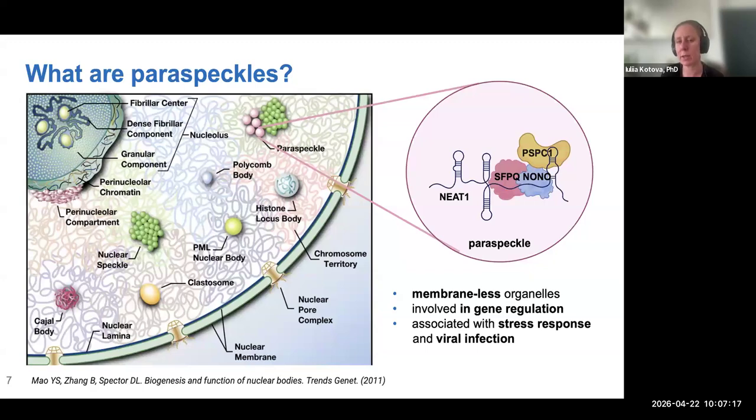It was shown that maybe they're involved in gene regulation. They seem to be associated, though, with stress. And of course, viral infection is always stress for the cell. So it became very interesting to see why there are so many interactions between viral and paraspeckle proteins.